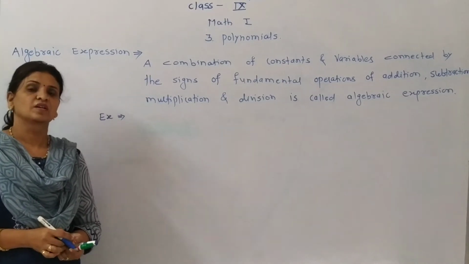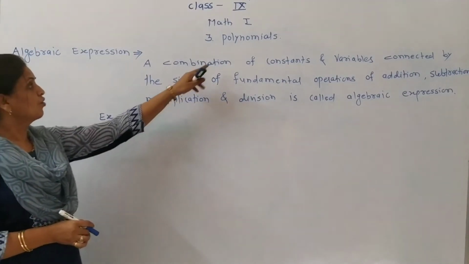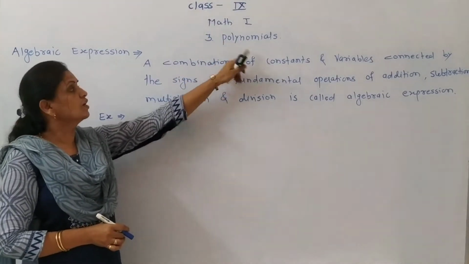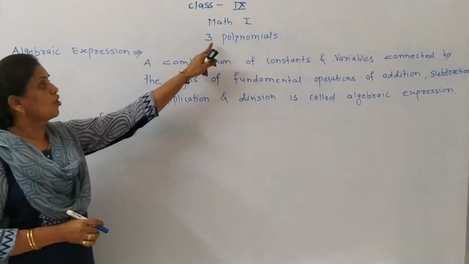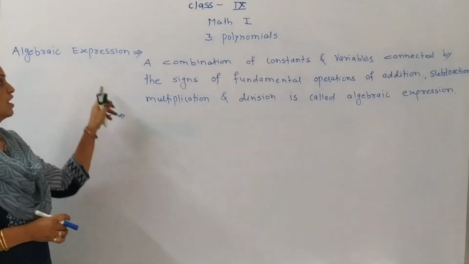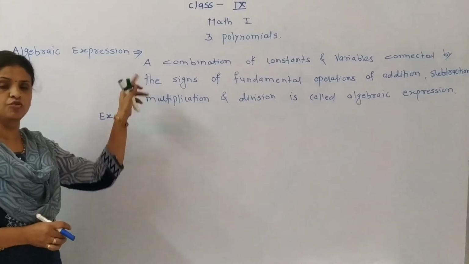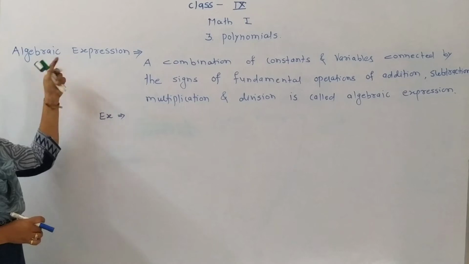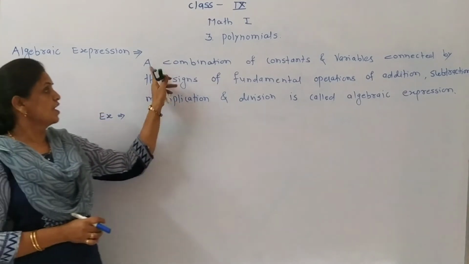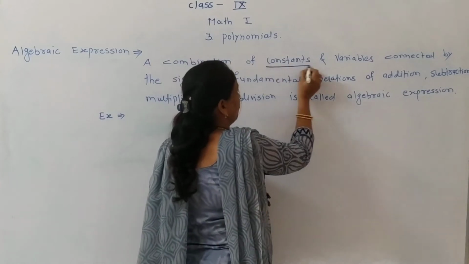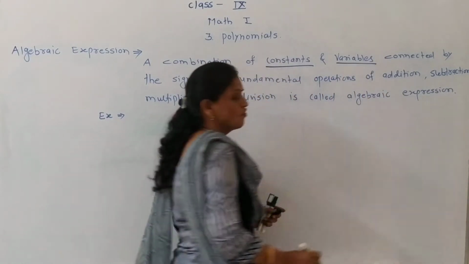Hello students. From today we are going to start the third chapter of Maths 1, that is polynomials. In polynomials, lots of equations are there. These equations are called algebraic expressions. You all know what is meant by an algebraic expression. Algebraic expression means a combination of constants and variables.